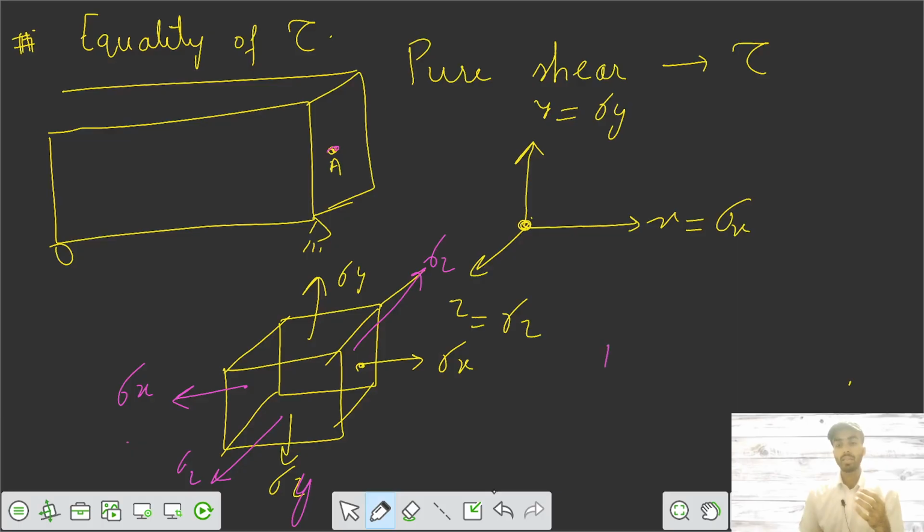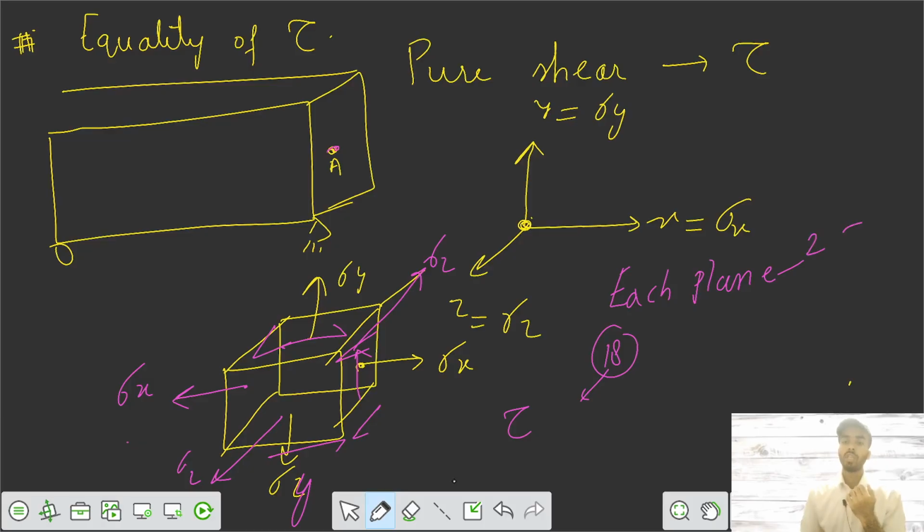There can actually be 18 stresses if we add the shear stresses also. On this plane there would be tau, on this plane tau, this way also, and this way also, because each plane has two shear stresses and one normal stress.